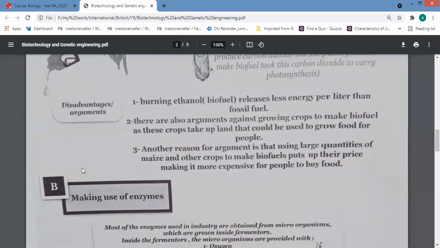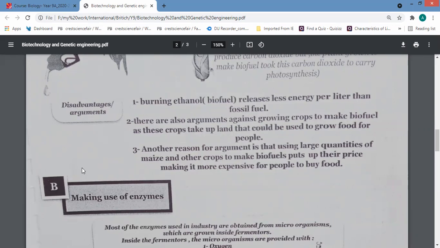Next point, the disadvantages of ethanol biofuel. It is the same as fossil fuel by releasing carbon dioxide. So it pollutes the environment and affects global warming. And the burning of biofuel produces less energy compared to fossil fuel. So the energy obtained from ethanol biofuel is less than that in case of fossil fuel.